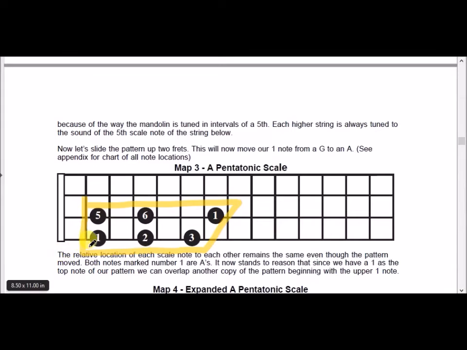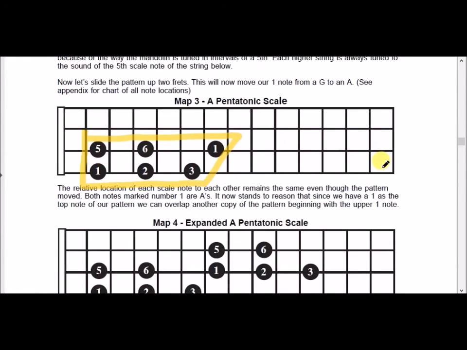Now, the only thing that we have to do that's different with this A pentatonic scale is that these are no longer open notes. I'm going to play those with my index finger, and I'm going to play those with my middle finger. This one is going to be my 3rd finger, and this one's going to be my pinky finger. But these numbers don't tell me what finger to use. That's just what I'm going to use because that's the easiest way to do it. Okay, now let's go to the next map.